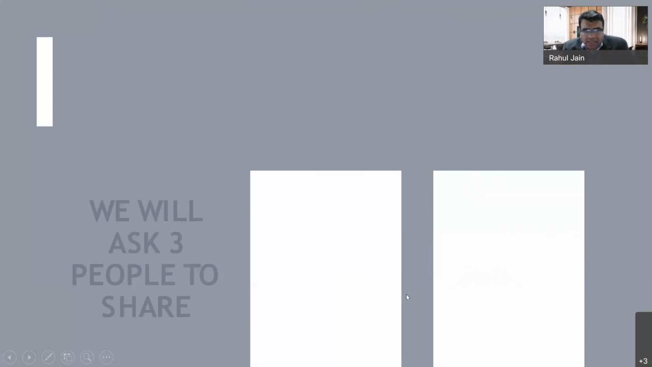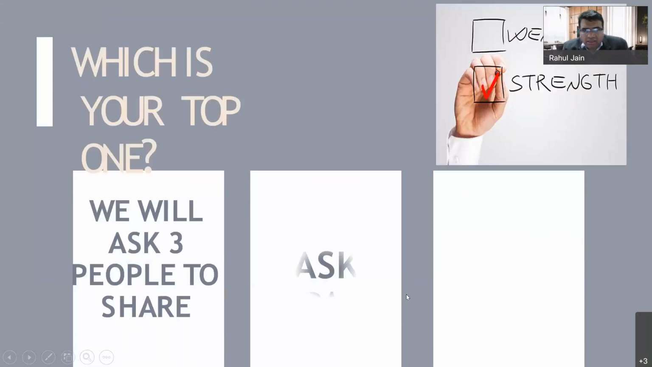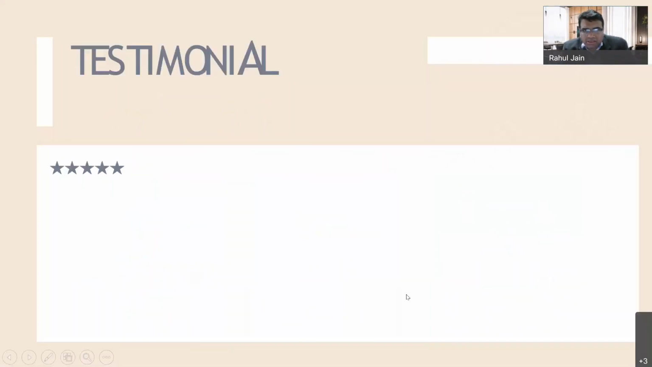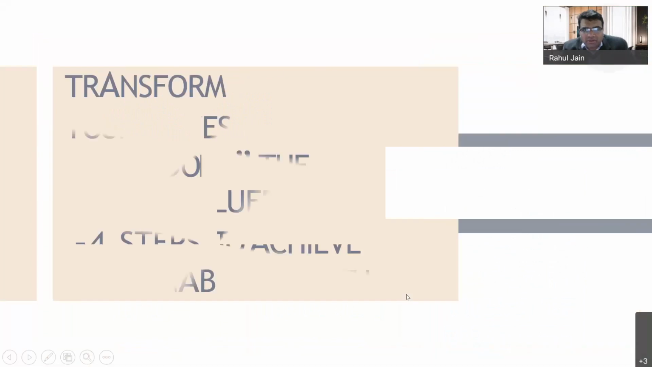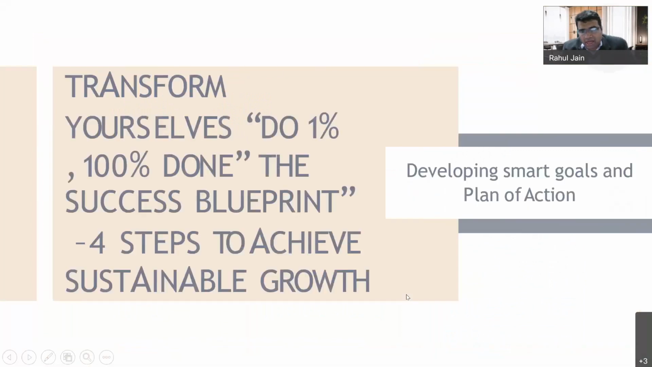So let's come to the second step of our blueprint, which is visualization of the goals by smart framing of the goals. That is, goals need to be written. It needs to be written in a smart manner, and just focus on a few goals, 5 or 6 goals at one point of time. Don't have too many goals.